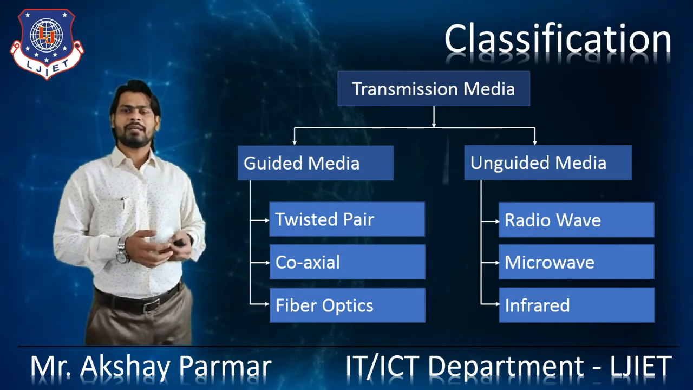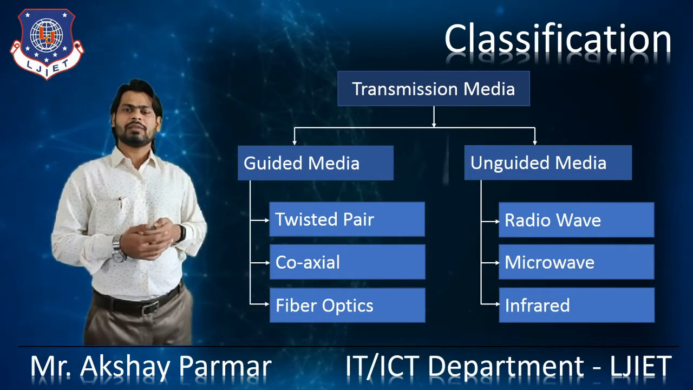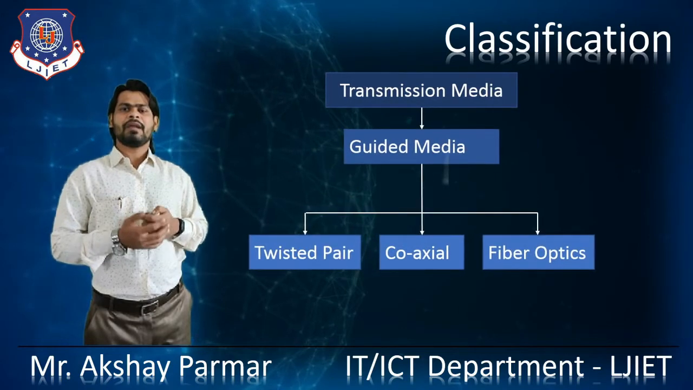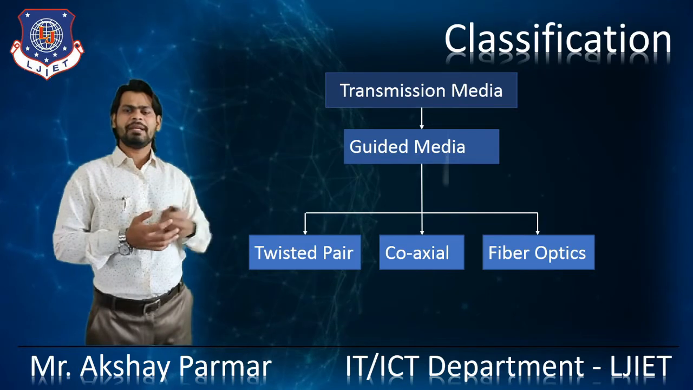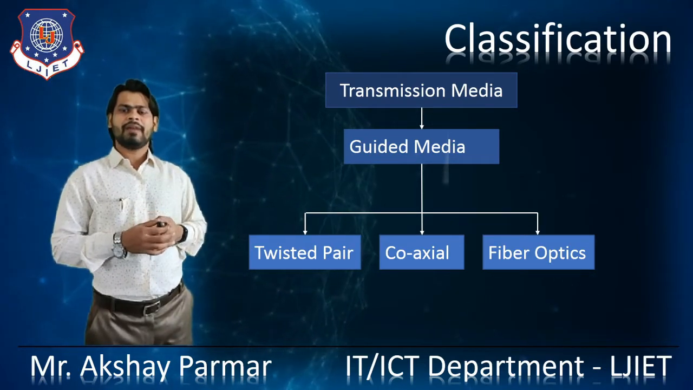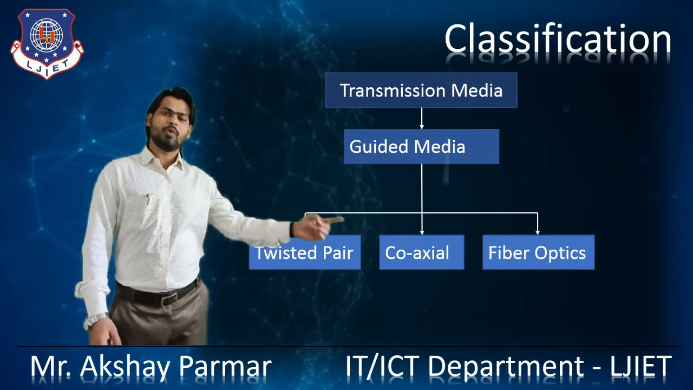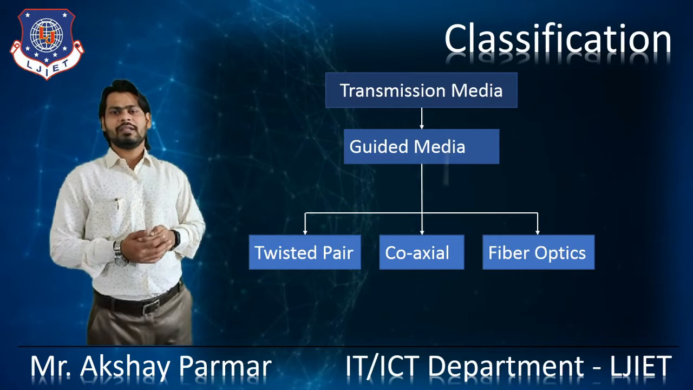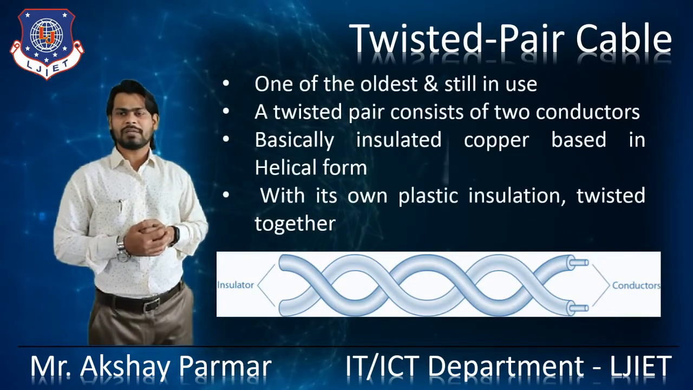In that, twisted pair cable, coaxial cable, and fiber optics we will see in brief, right? So let's start with the guided media. What do you mean by the guided media? As we have seen, it has mainly three types, right? Guided media is a wiring technology where we are using three kinds of wire: twisted pair, coaxial cable, and fiber optics, right? So there are majorly three types of guided media. After that, let's begin with the twisted pair cable.